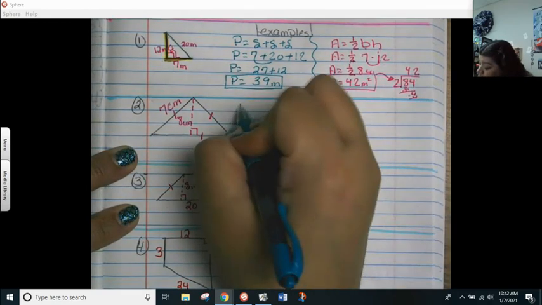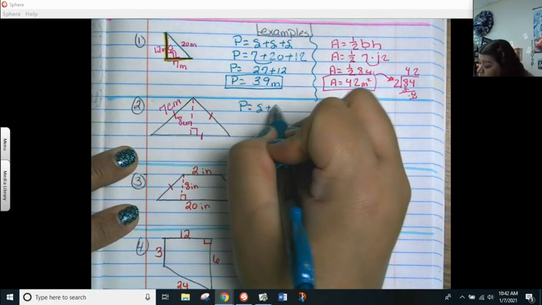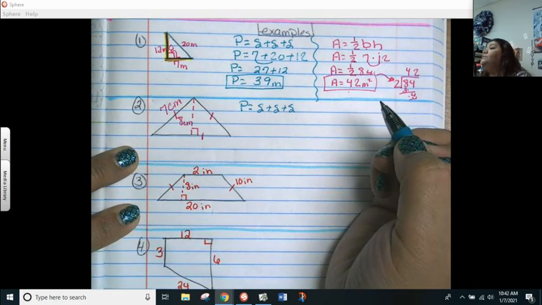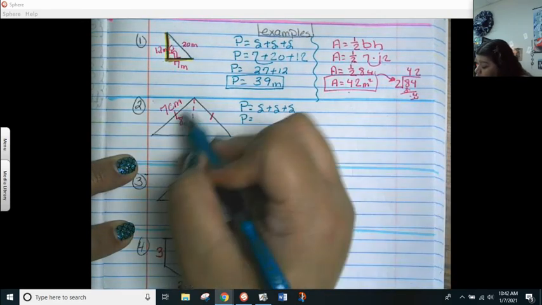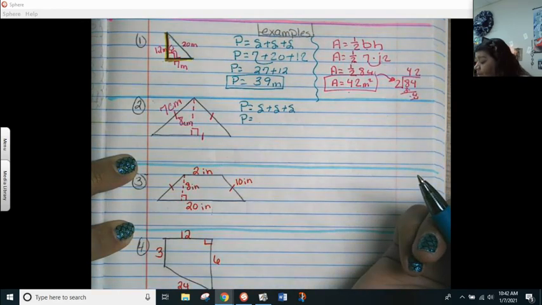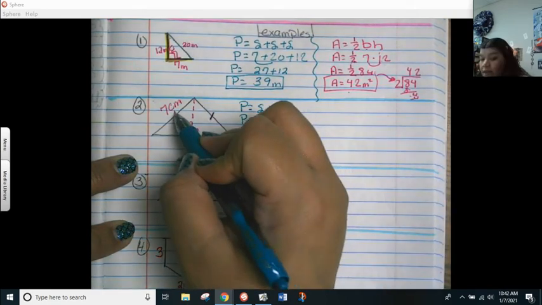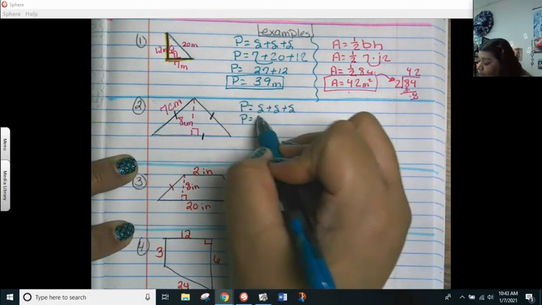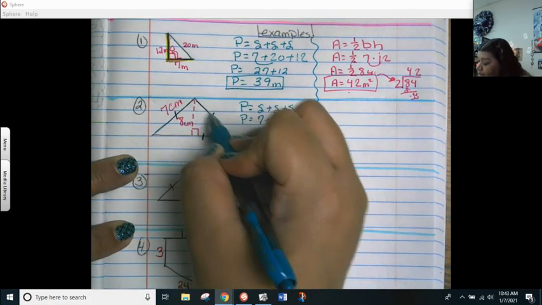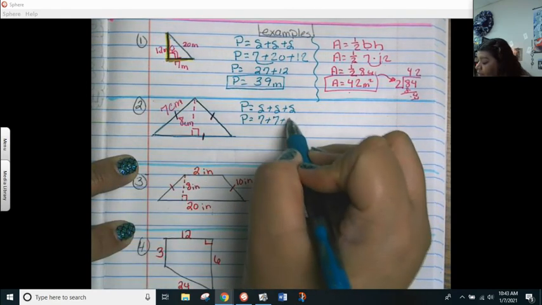So I'm going to find the perimeter. Remember, it is a triangle. So I should have 1, 2, 3 sides right here. And we're going to add. So, I only have one number. But I have these marks here. Remember what those marks mean? Means they're all the same. So that means this one's 7. This one's 7. And this one's 7.